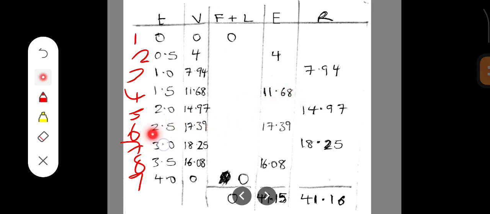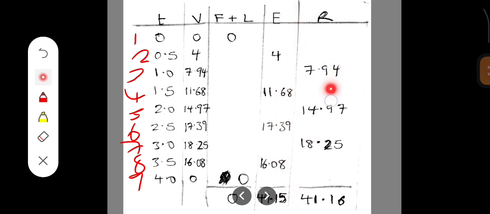6 is also an even number, so the value for v at number 6 is what? 17.39 is an even number. We'll write it under the even column. Then the last one, 8, is an even number, so 16.08 is the ordinate at an even number 8, that is 16.08. So when we add this together, we have 49.15.